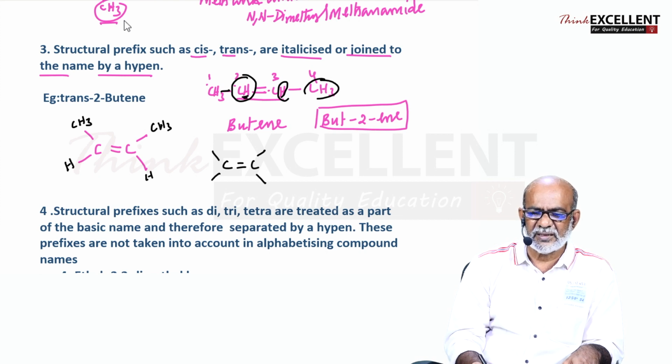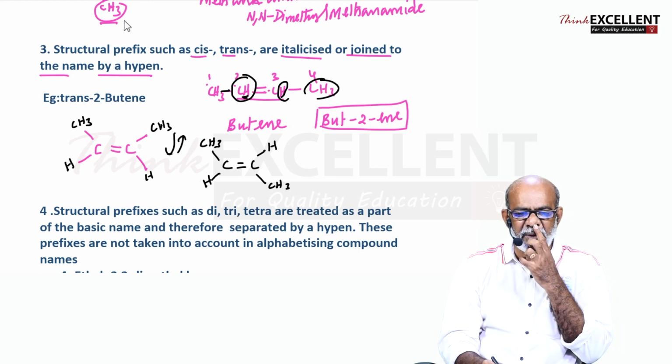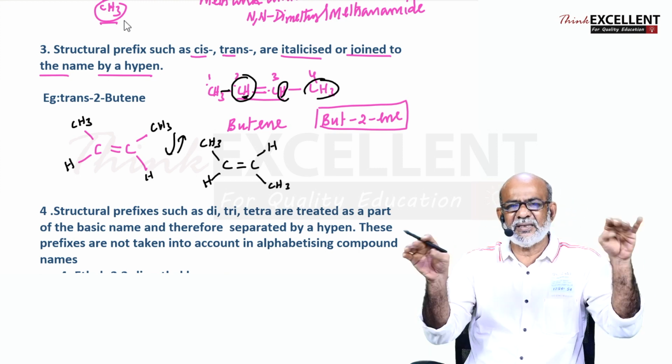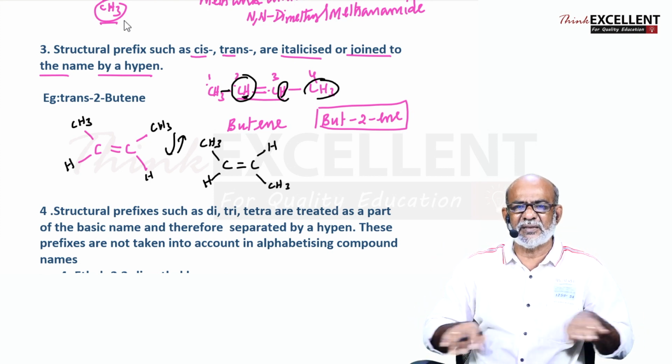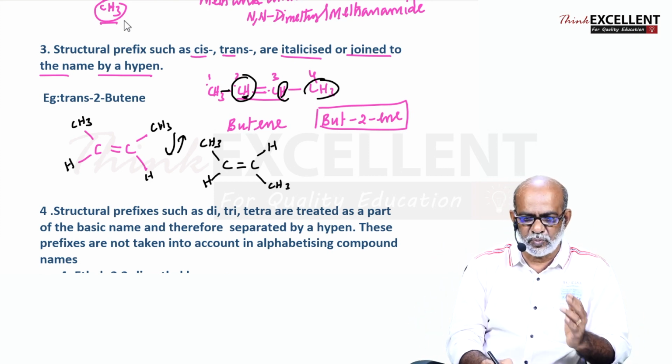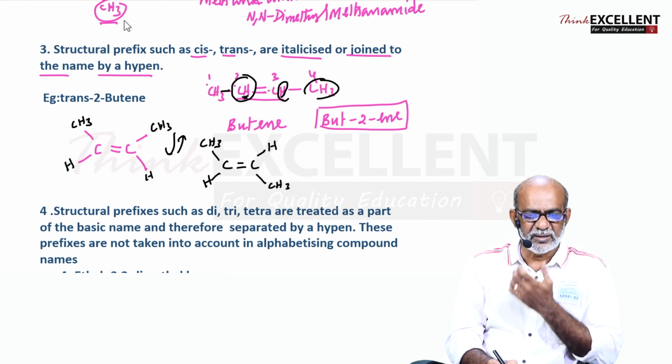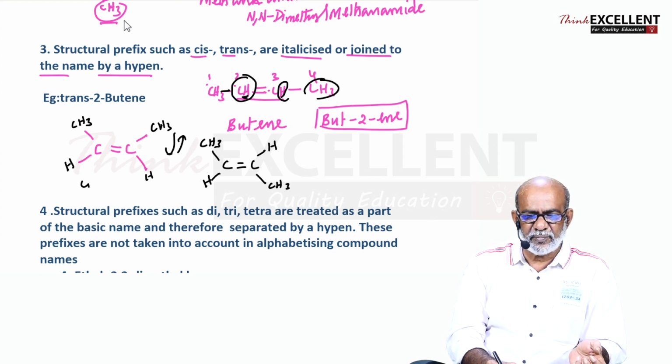Here CH3 is on the same side, but here I write CH3 on the opposite side, and H on the opposite side. I just change these two. Here the methyl group is placed at the same position and the hydrogen at the same position. This is also but-2-ene, but this one is placed at the same side, that's why this is called cis.